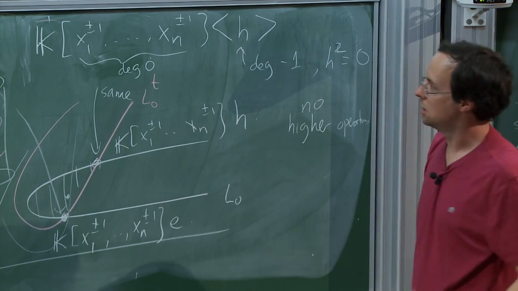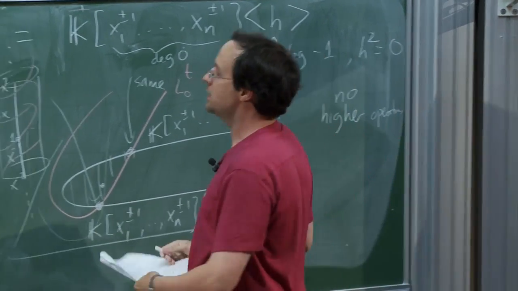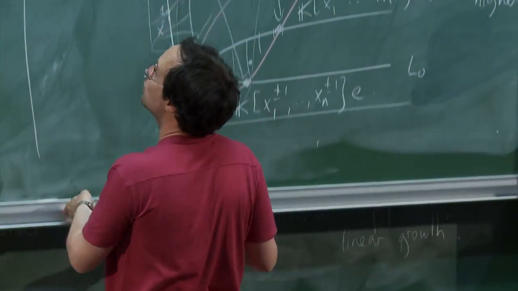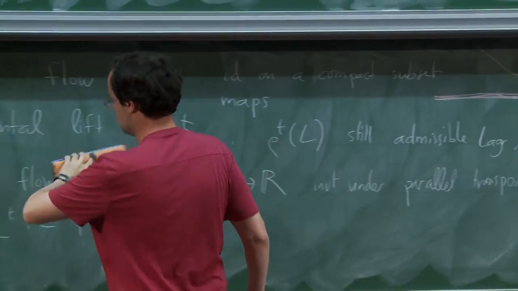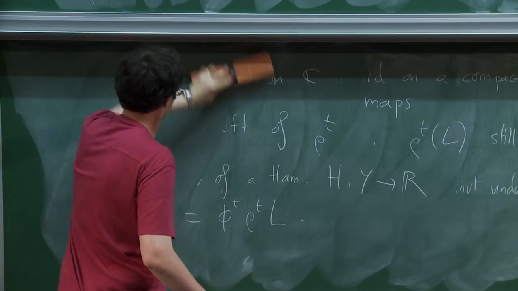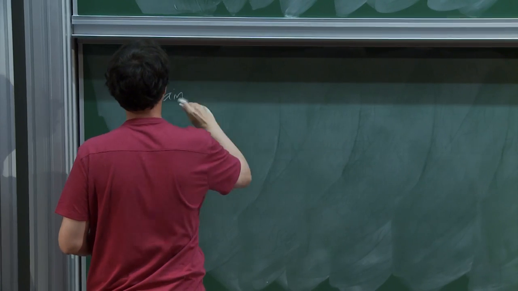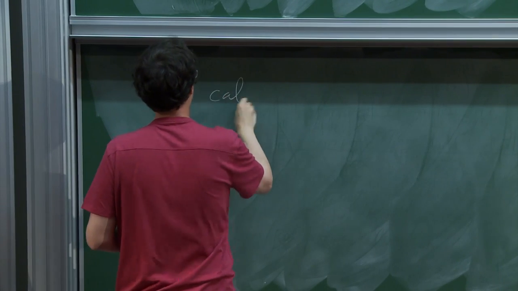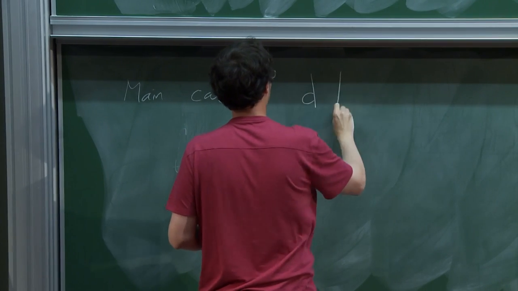Mu three and beyond. However, there is a differential. I didn't tell you about the differential yet. So what's interesting, and where really the meat of the argument ends up being, is in the calculation of a Floer differential. So the main part of the calculation is actually going to be knowing what is the Floer differential applied to H.